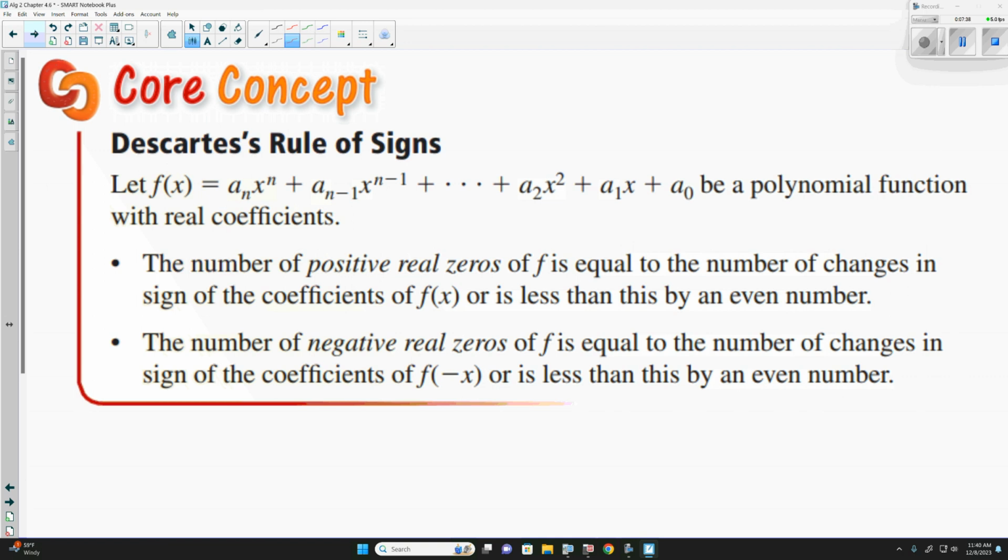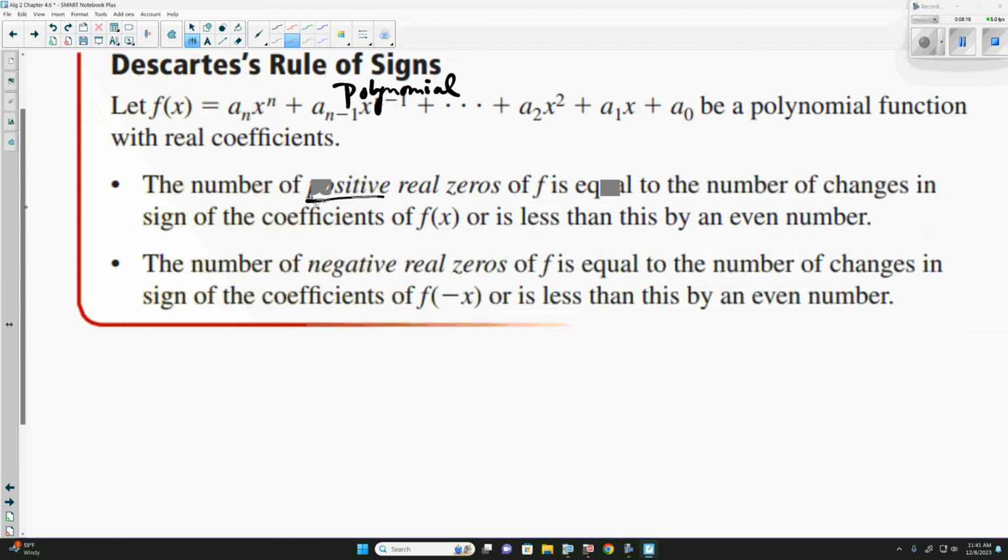Now, Descartes' rule of signs is kind of helpful, because what it tells us is that if we let f of x equal a polynomial, or polynomial functions we've been solving, with real coefficients, then the number of positive real zeros of f is equal to the number of sign changes of the coefficients of f of x, the number in front of x, or is less than it by an even number. So if the number of sign changes is 4, it could be 4, 2, or 0, because we can keep subtracting 2 till we get a negative number.